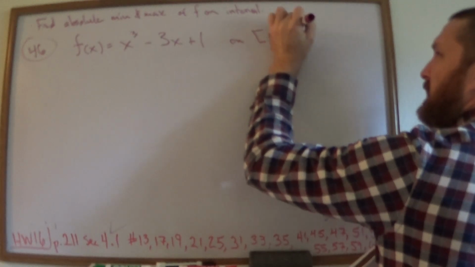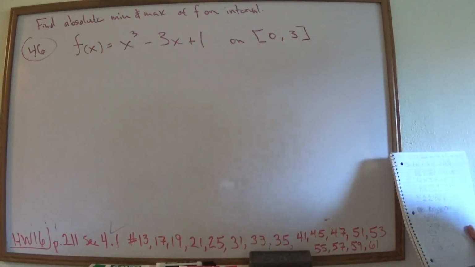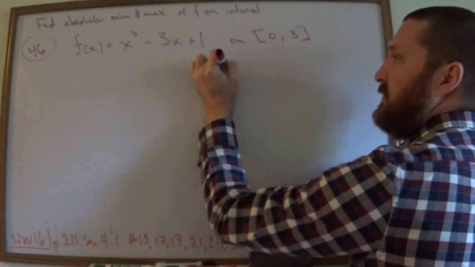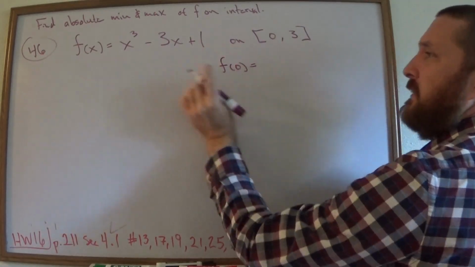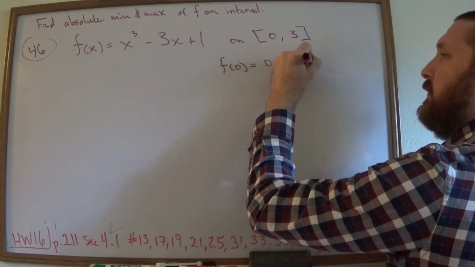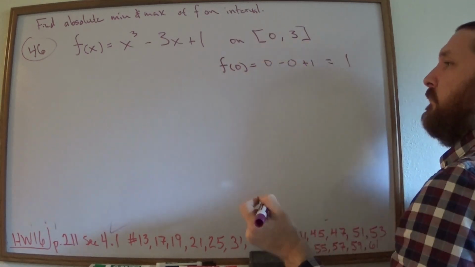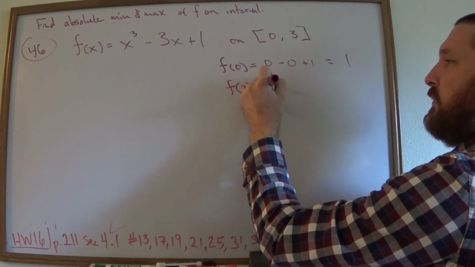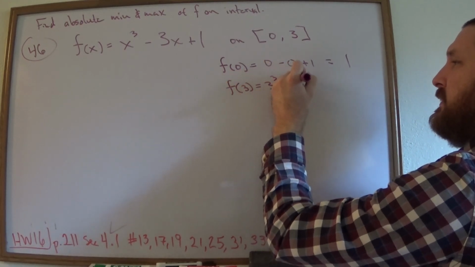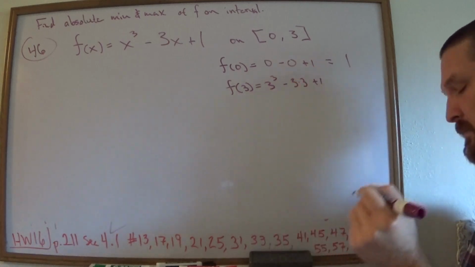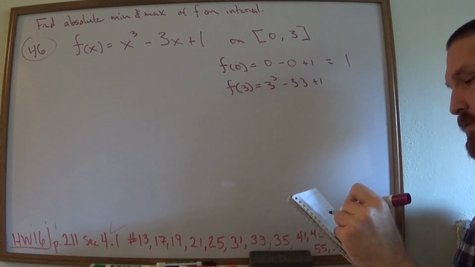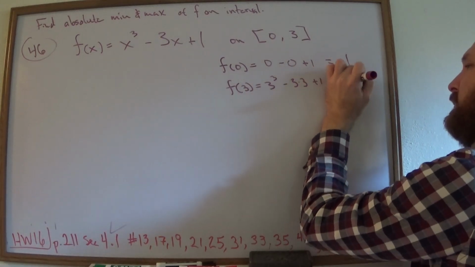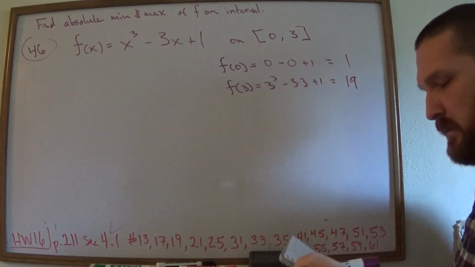The first thing I'm going to do is, hey, maybe we get lucky. I'm just going to plug in the endpoints. So f of 0 is 0 minus 0 plus 1. It's just 1. f of 3 is 3 cubed minus 3 times 3 plus 1, which works out to 19. Good. Wow, it took me like 6 minutes to do last night.